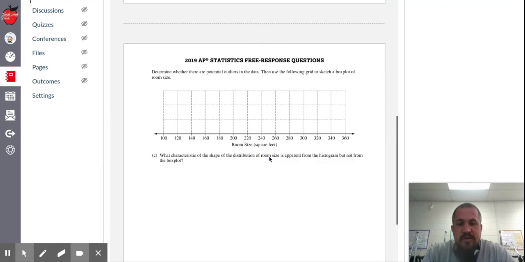Once you've drawn the box plot, part C says, what characteristic of the shape of the distribution is apparent from the histogram but not from the box plot? So what can you see about the shape in the histogram that you cannot see in the box plot? So that's a question where you're comparing two different graphs. And that is the 2019 free response question number 1.